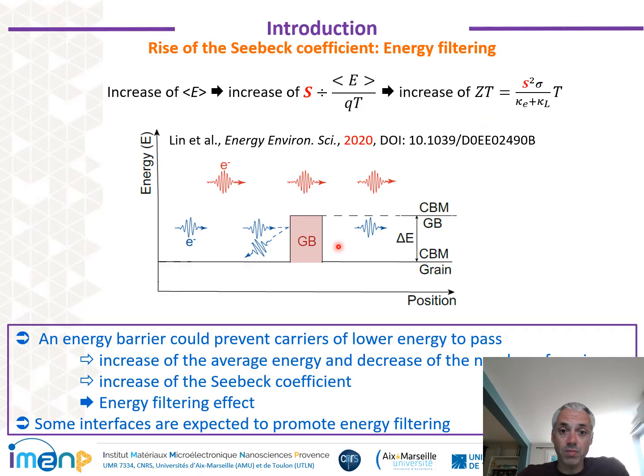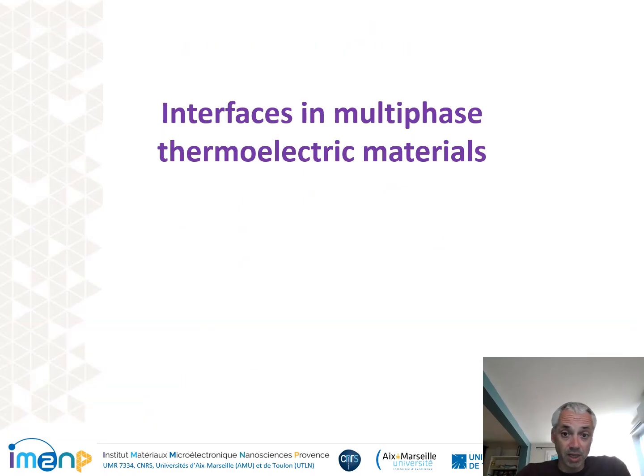And this can be done if we have an energy barrier for the charge carriers inside the materials, as pictured on this schematic. If we have a barrier that can forbid low energy carriers to pass, then we will increase the average energy of the carriers, and we will decrease their number, which will lead to an increase of the Seebeck coefficient, and we will have an energy filtering effect. So not all the interfaces, but some interfaces are expected to promote energy filtering, especially in multi-phase thermoelectric materials.